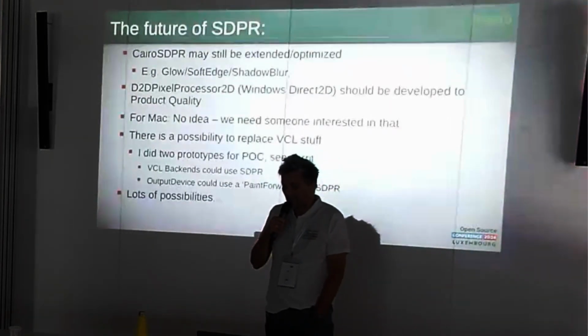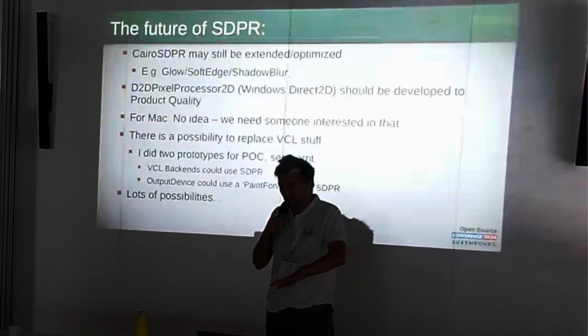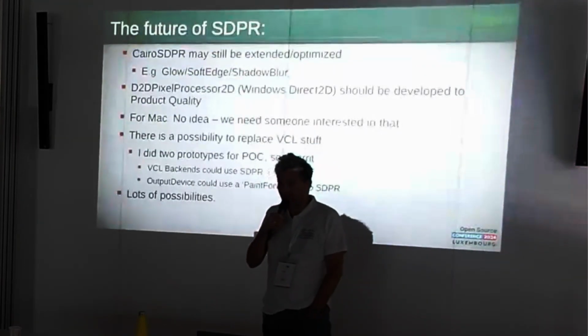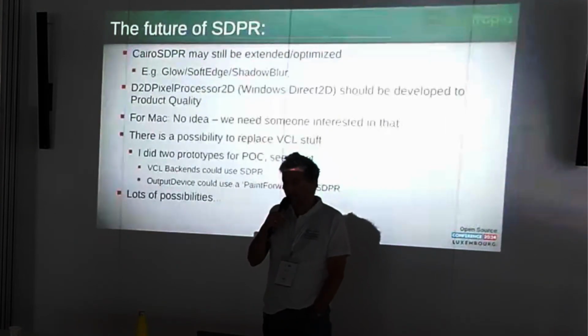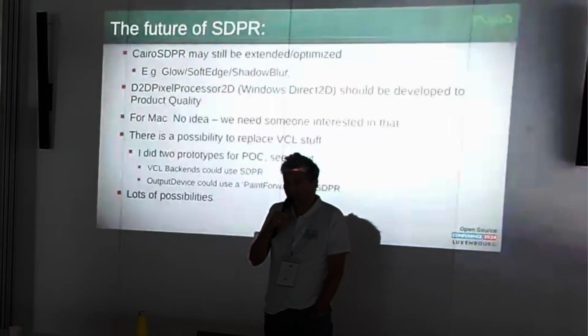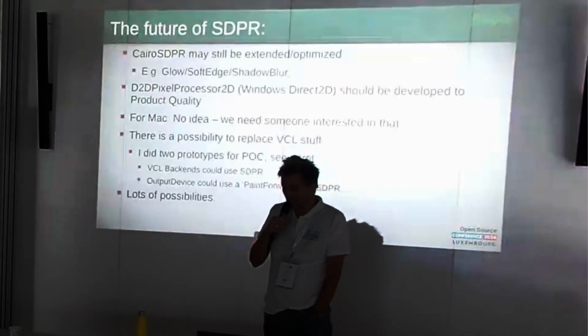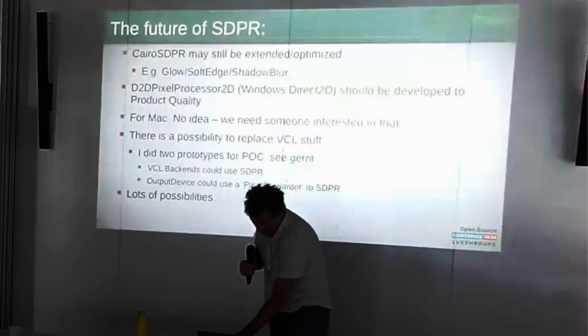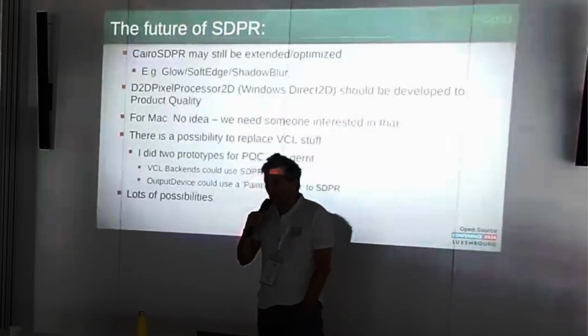And what I forgot to write down here, of course, you can do SDPRs not only for the 2D backends. We could do SDPR also for the 3D stack and start to support hardware 3D renderers on different systems. So the 3D stack is also completely done in primitives. So lots of possibilities.